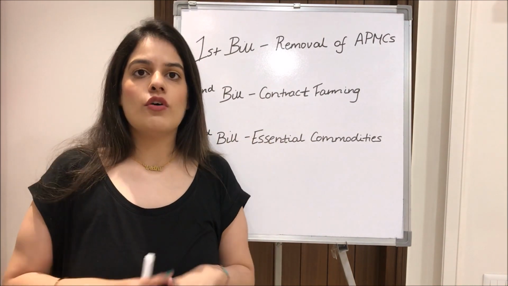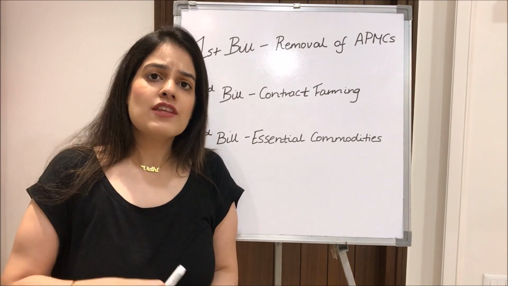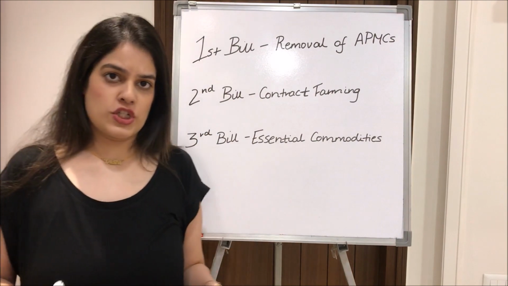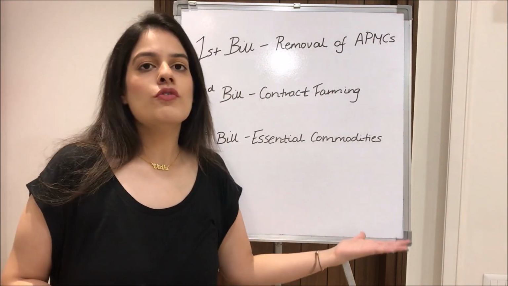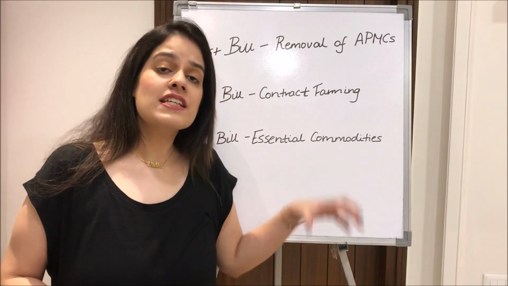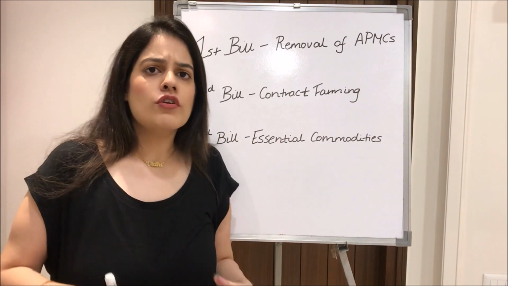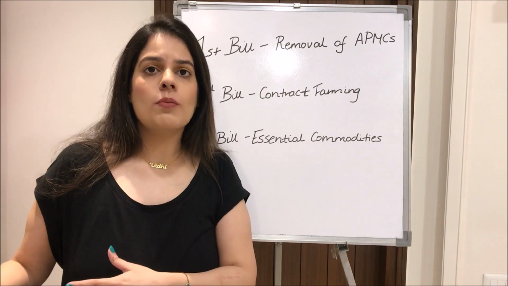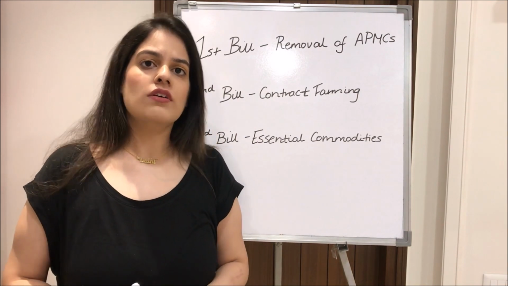Then lastly is the essential commodities bill, which removes cereals, pulses, oil seeds, edible oils, potatoes and onions from the category of essential commodities. This has been done so that there is no stock holding except in certain situations. Though this has been a good move, yet again the critics say that this might give a lot of power to the companies. They might stock and hoard the commodities and dictate the terms to the farmers.